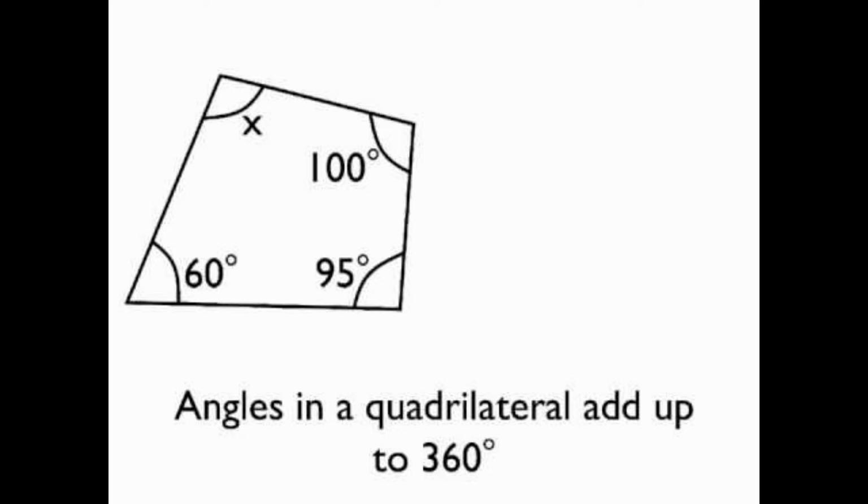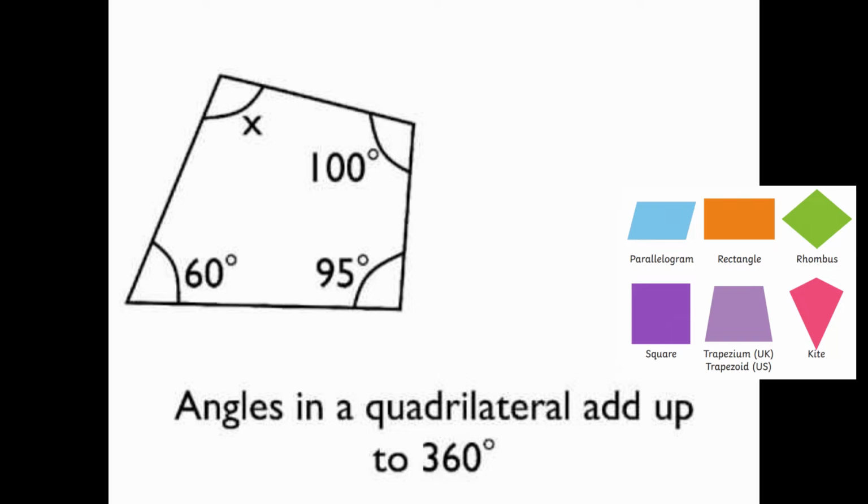Now, this is the fact. Angles in a quadrilateral add up to 360 degrees. So no matter what that four-sided shape looks like, the angles will always add up to 360. Square, rectangle, rhombus, diamond, kite, all of those four-sided shapes, their angles add up to 360 degrees.